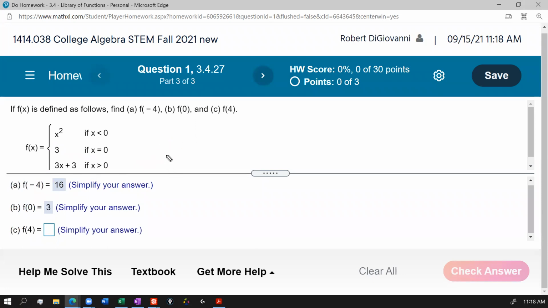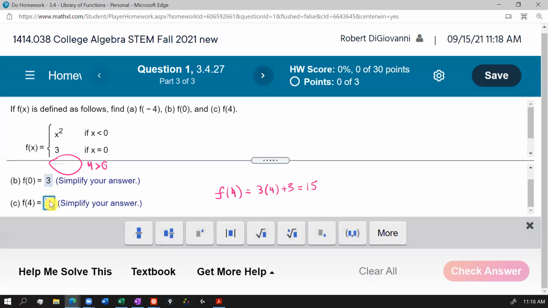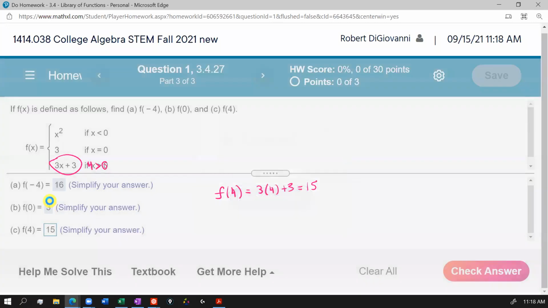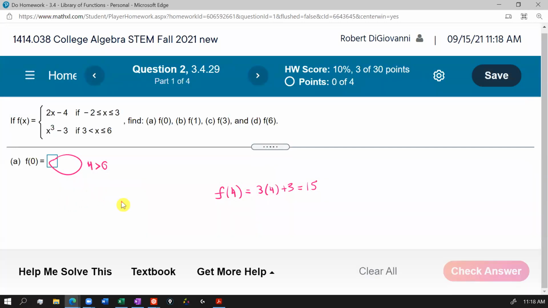Okay, and then last one is to plug in 4. So they want us to plug in 4 here. So 4 is bigger than 0, so we'll use this one. So I'll plug 4 into there. So f of 4 is going to be, let's see, 3 times 4 plus 3. That's 12 plus 3. That should be 15. And that is it. Okay, next one.